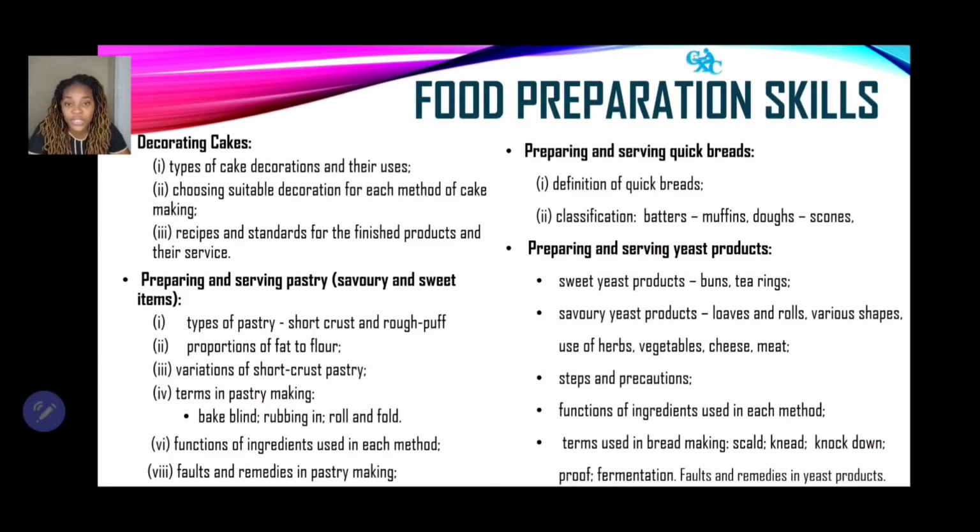For instance, you know, for short crust, it is what? Half fat to flour. So if we're using, say, 800 grams of flour, you know that it would be half of that for fat. So it would be 400 grams of fat for the 800 grams of flour, right? As well as the variations of short crust pastry. Terms used in pastry making such as bake blind, rubbing in as well, roll and fold. Functions of the main ingredients used, as well as the faults and remedies in pastry making.